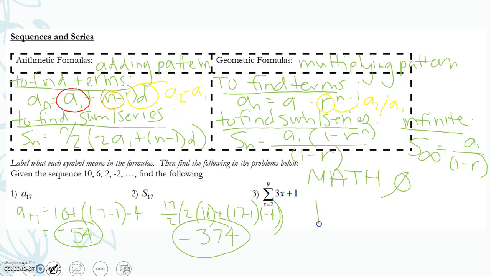Alright, now you can do the Socrative quiz.